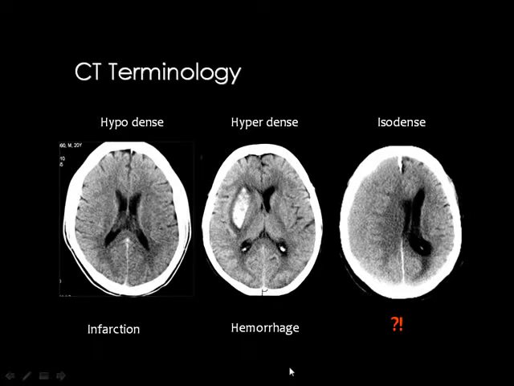If you look at the normal scan, you should see the left ventricle on the left, the right ventricle on the right.